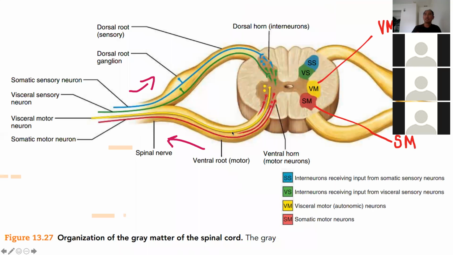And finally, this is the spinal cord, and this is the spinal nerve, and this is the dorsal root. Sensation could be two types, somatic sensory or visceral sensory. Motor could be two types, visceral motor or somatic motor. And I want you to appreciate those little areas of the motor neurons, which are located in the spinal cord. This is for somatic sensory. This is for visceral sensory, visceral motor, and somatic motor.